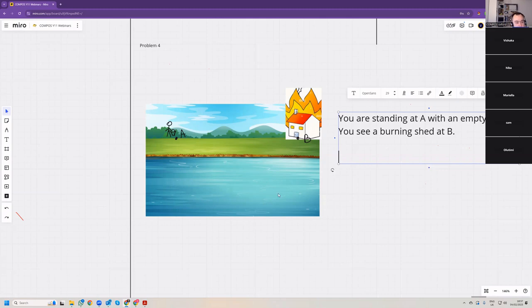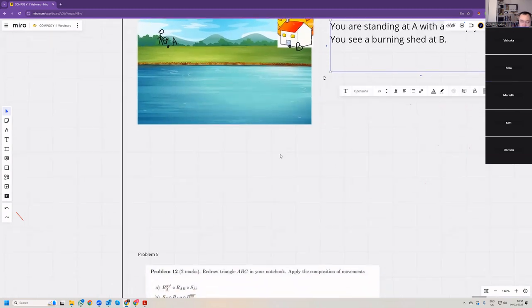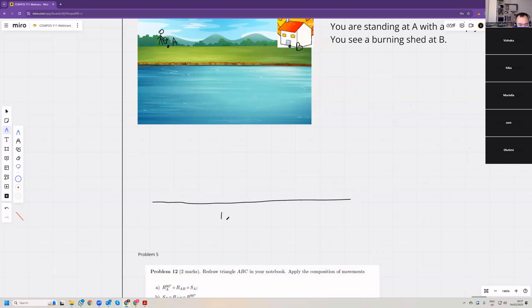Let's look at the problem from the top, the aerial view. So this is the lake. This is the shed. And this is you. Midway, so you think this point?